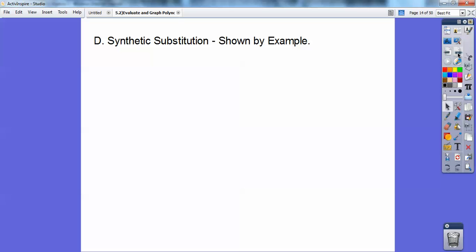All right, synthetic substitution, and it's going to be shown by an example. You haven't seen this yet, so go ahead and copy that down. I'm going to show you how to do synthetic substitution. The first thing you have to do is slide down that negative 3. Then you multiply this negative 3 times the box number, and it goes right here. So negative 3 times 2 is negative 6. So negative 6 goes right there.